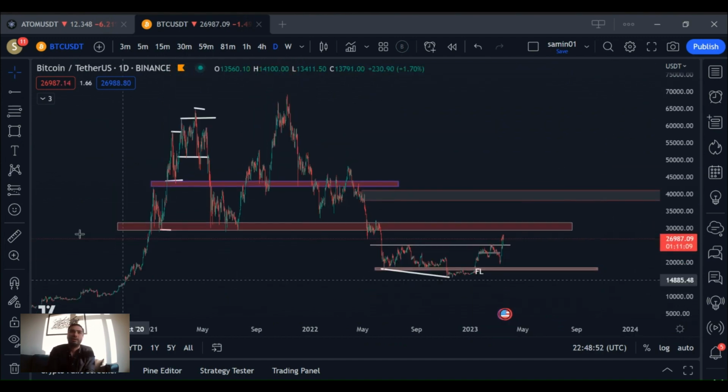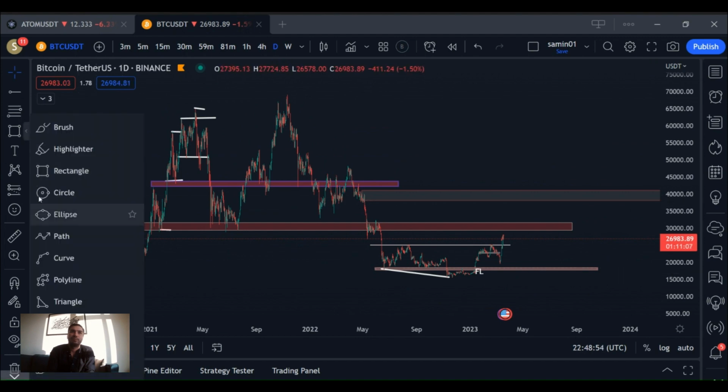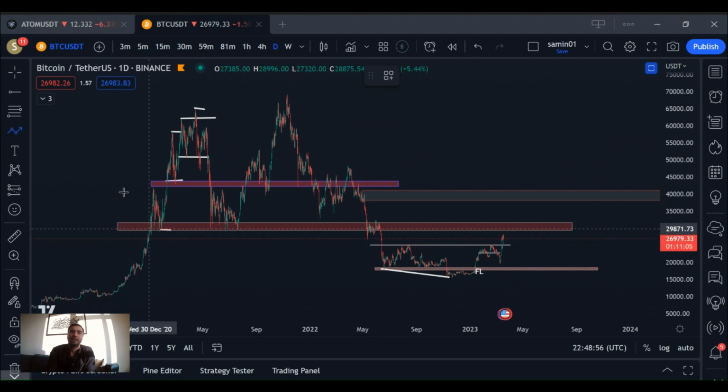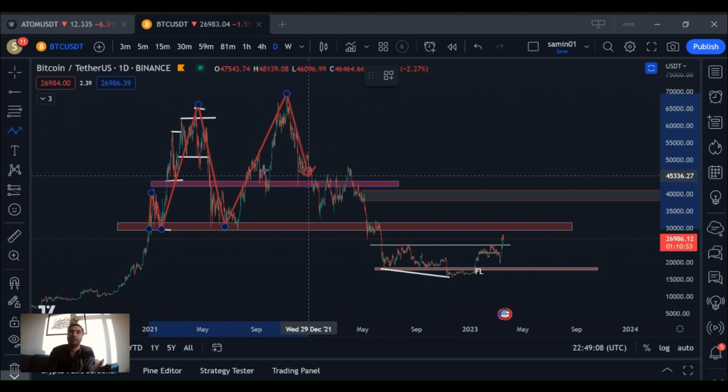Okay, after this resistance is broken, it changes to a support zone. It's coming back, pulling back to here for the first time, it's going up, coming back to here for the second time, it's going up, and for the third time it's going up, but for the third time usually it's not going up, and it is actually the fake break.